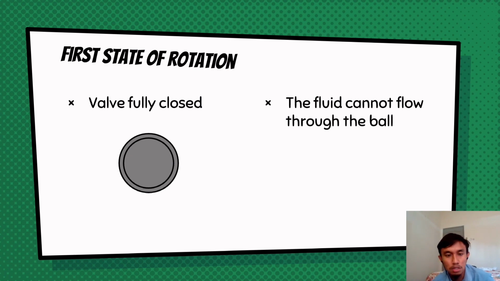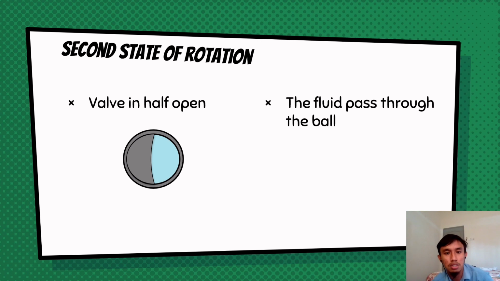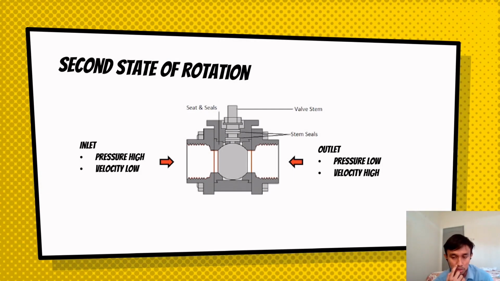And we move on to the next one. The second state of rotation is when the valve is half open. When the valve is half open, the fluid can pass through the ball. In the second state of rotation, the inlet will have a high pressure and low velocity. Meanwhile, at the outlet, the pressure becomes low and the velocity becomes high.